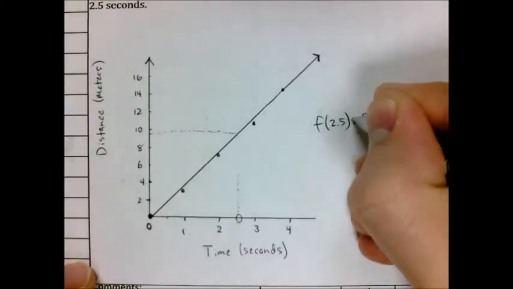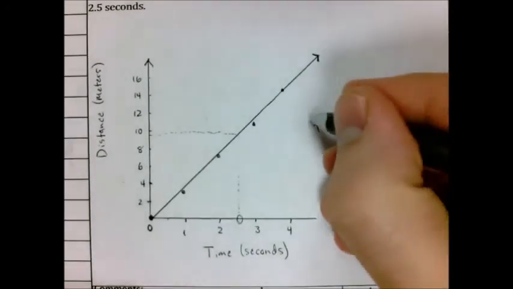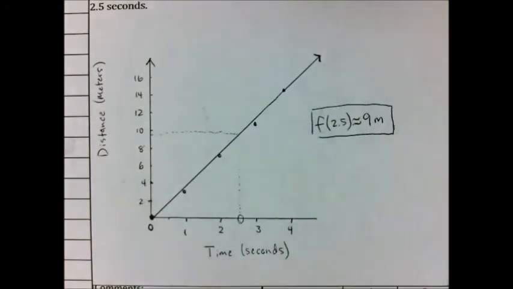And we're going to put an about symbol because we're not exactly sure of the exact location, because when we look at a graph, we can never be absolutely positive. There's going to be a little bit of human error and just not being able to see it perfectly. But it's going to be somewhere around 9.